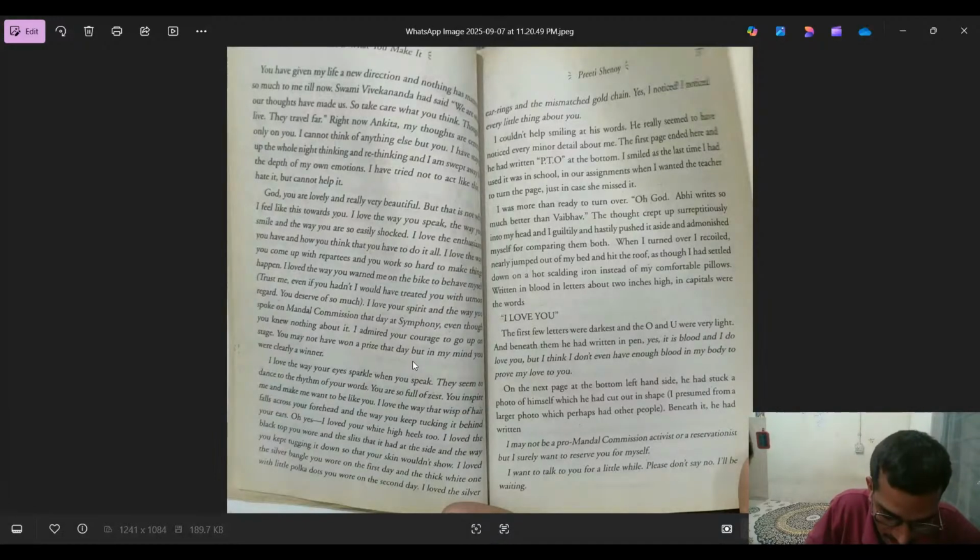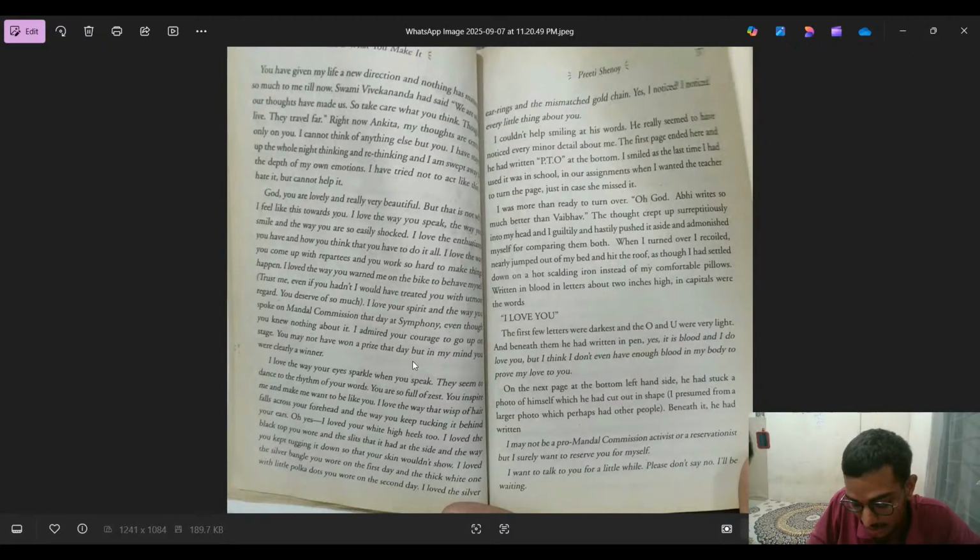I love the enthusiasm you have, and how you think that you have to do it all. I love the way you come up with reports, and you work so hard to make things happen. I love the way you warned me on the back to behave myself. Trust me, even if you hadn't, I would have treated you with utmost regard. You deserve so much.